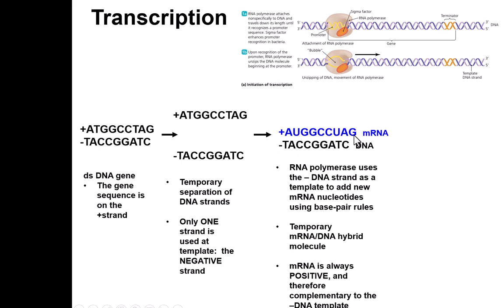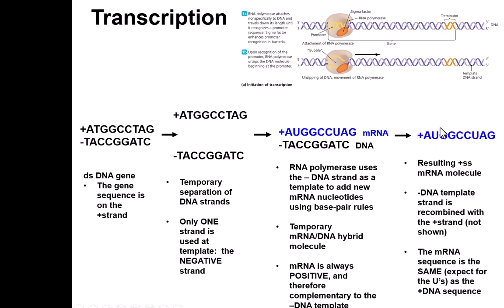So you can see a T on the DNA means an A on the messenger RNA. An A on the DNA means a U on the messenger RNA. There are no T's in RNA. And so on and so forth. What we have temporarily during this process is a double-stranded DNA-RNA hybrid, until the RNA polymerase reaches the end of the gene and transcription stops. We're left with our single-stranded messenger RNA, and the DNA template goes back to its partner and becomes a double-stranded DNA molecule again.